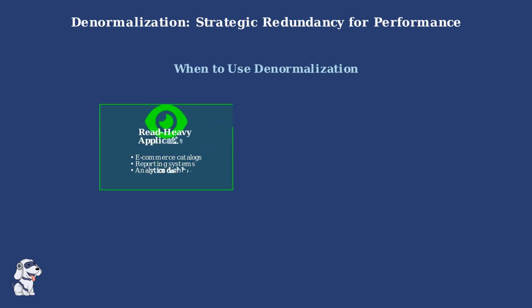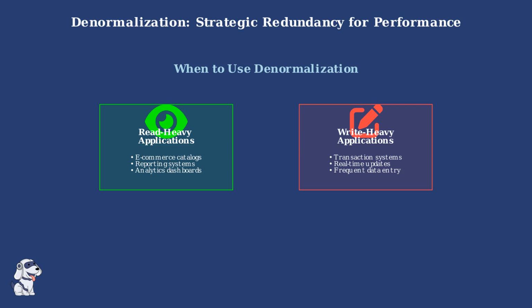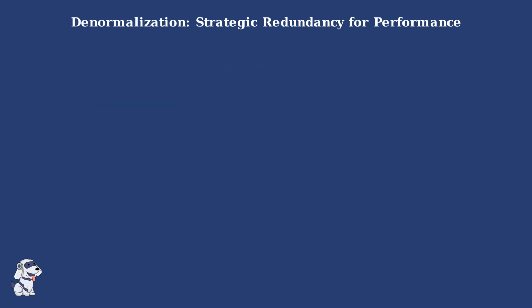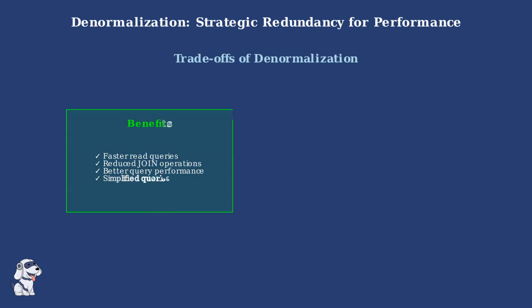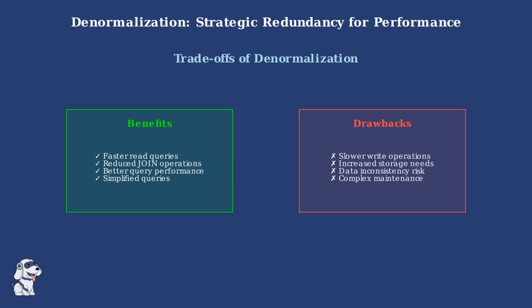Denormalization is most beneficial in read-heavy scenarios. If your application performs many more select queries than insert, update, or delete operations, the performance gains from denormalization can be substantial. However, denormalization comes with important trade-offs. While it improves read performance, it can slow down write operations because you need to update multiple locations when data changes. It also increases storage requirements and the risk of data inconsistency.